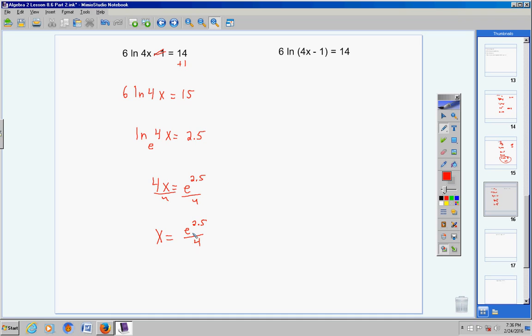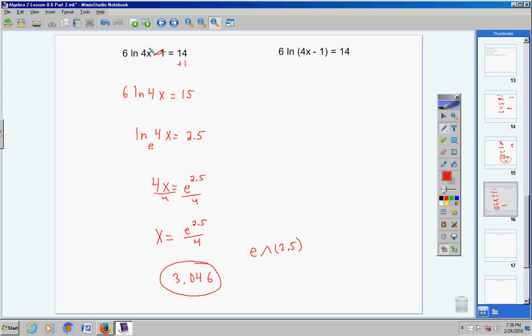First, hit your E button, and this would pop up. And then type in 2.5, and then hit enter. Be sure and hit enter, okay? And then hit divided by 4, enter, and you'll get this right here. 3.046.